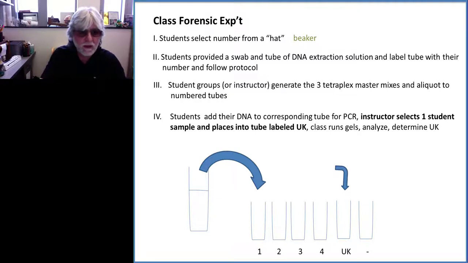It's a crude prep. And you can put students into 3 groups, each developing a tetraplex master mix and aliquoting into numbered tubes, which they do. Here's the aliquoting shown in the figure. And student number 1 would put her DNA into tube number 1 for the 3 tetraplexes, and individual number 2 and so on. And then as the instructor, I would choose one of these samples and place that as the unknown. And then we have a negative control with no DNA.